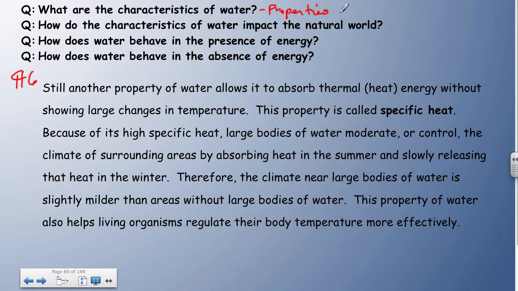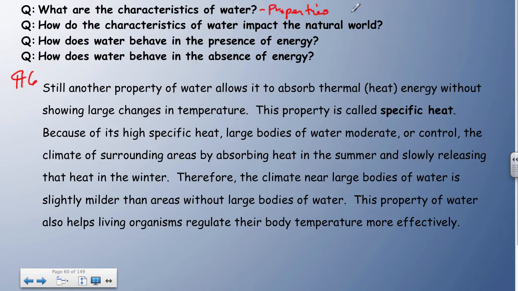The properties of water are polarity. Polarity causes cohesion, which causes surface tension. Adhesion causes water molecules to stick to other substances. Cohesion causes water molecules to stick to themselves. Adhesion causes capillary action, which is that property of water that allows water to climb up into the roots of plants.